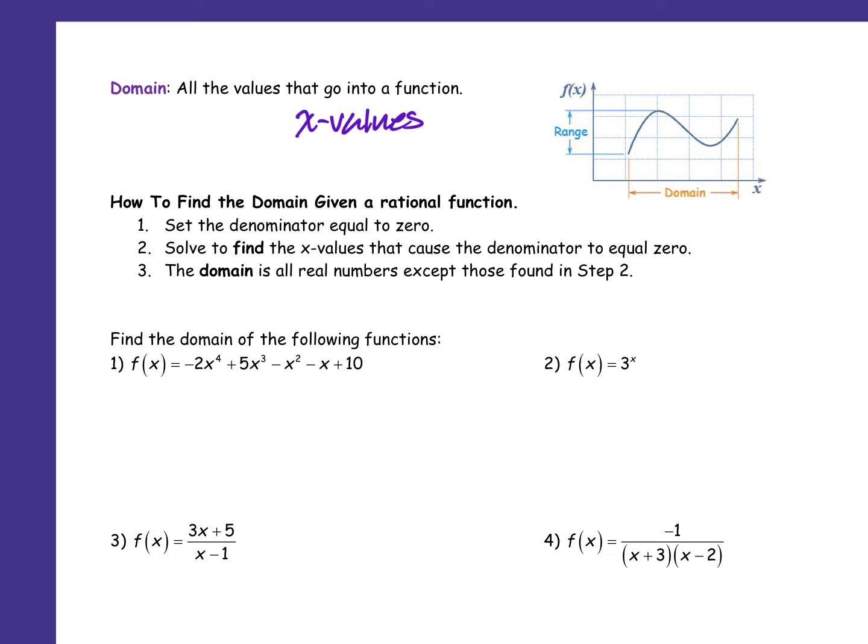So I'm going to set my denominator equal to 0. Solve to find the x values that cause the denominator to equal 0. The domain is all real numbers except those found in step 2. Because it's all real numbers except what's going to make my denominator 0. We all know the denominator can't be 0, so that's what my domain is for a rational function.